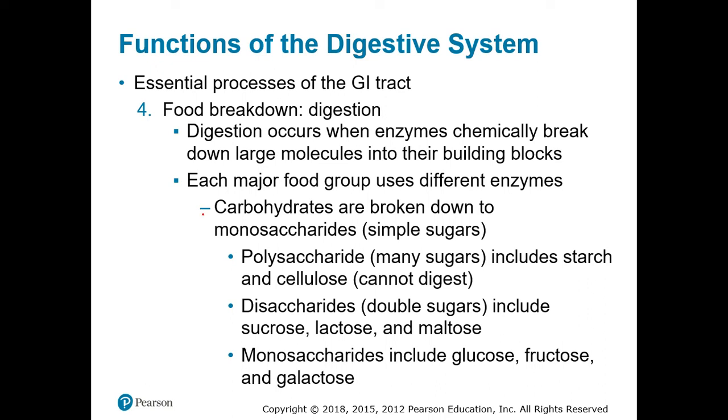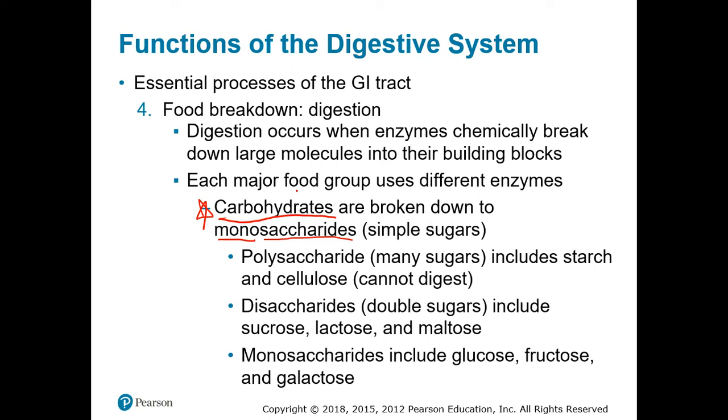And this one is going to be our first one, carbohydrates. Carbohydrates, these are just sugars. And carbohydrates can be broken down into something called monosaccharides. If you ever hear the word mono, that just means one. Saccharides means sugar. So we're going to take these complex carbohydrates or sugars and break them down into simple sugars.